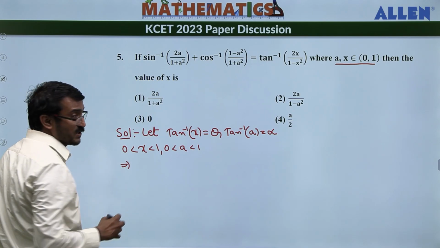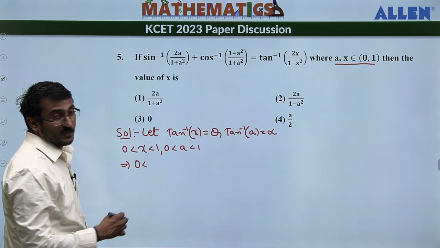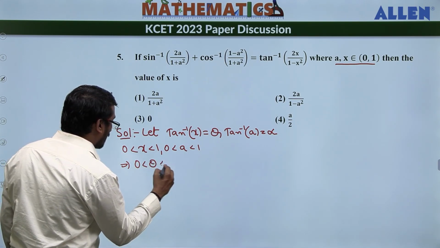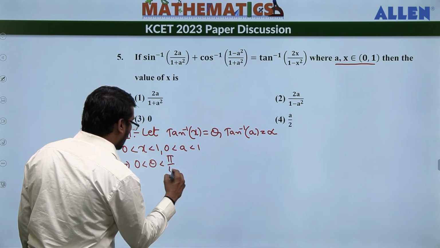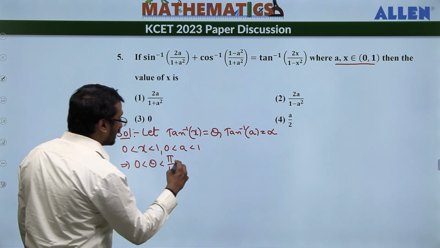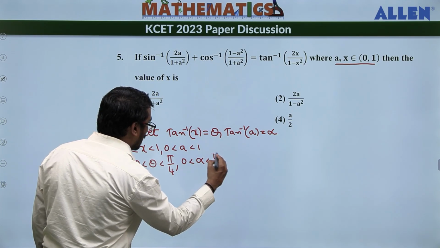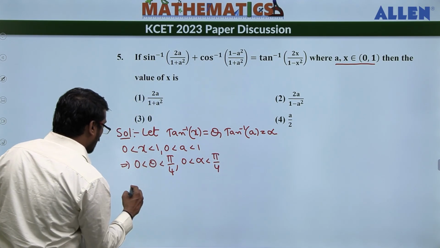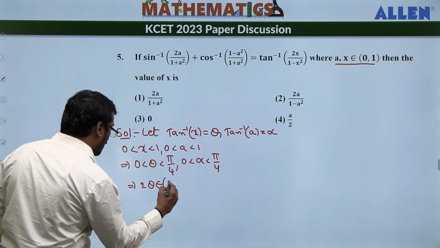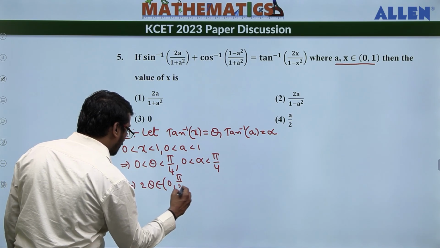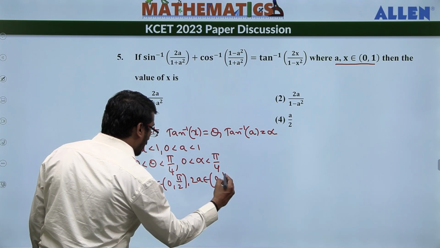Now apply tan inverse throughout. Tan inverse 0 is 0. Tan inverse x is theta. Tan inverse 1 is pi by 4. Apply tan inverse here. Tan inverse 0 is 0. Tan inverse a is alpha. Tan inverse 1 is pi by 4. So 2 theta belong to open interval 0 comma pi by 2. 2 alpha belong to open interval 0 comma pi by 2.